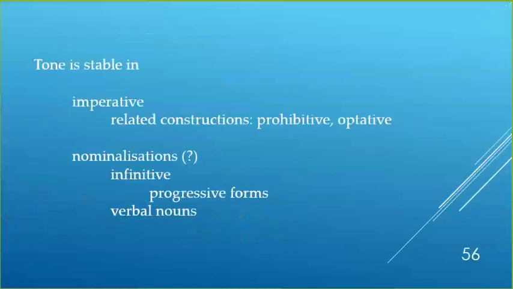For tone, just to comment very shortly, I think that tone is stable in certain forms. It always occurs in production, in speech, in certain forms. The imperative and the related constructions, the prohibitive or the negative imperative and the optative. And I think semantically they have quite a lot in common. So it seems like a sensible system that all these forms and constructions have a stable tone. And then we have things that could be considered nominalizations, the infinitive, which I would say then is also historically part of the progressive forms, and the verbal nouns.